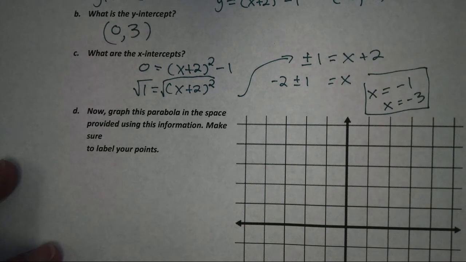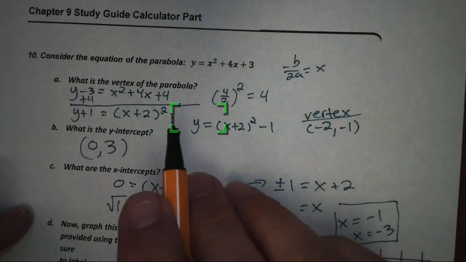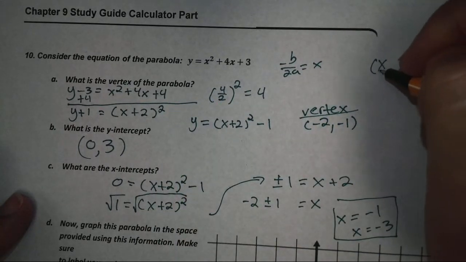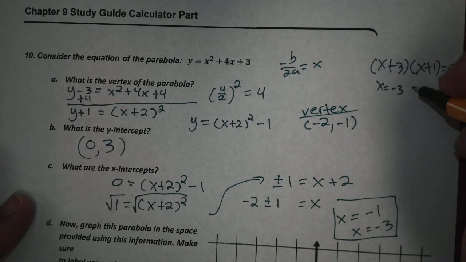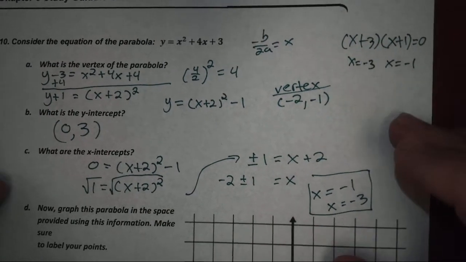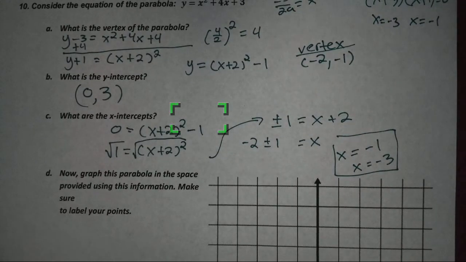And those are your x-intercepts, which you could have gotten as well by factoring your original. If you factor the original equation, that would have been x plus 3 times x plus 1 equals 0. So x equals negative 3, x equals negative 1. So both of them give you the same answers. It's just whatever you feel more comfortable with.